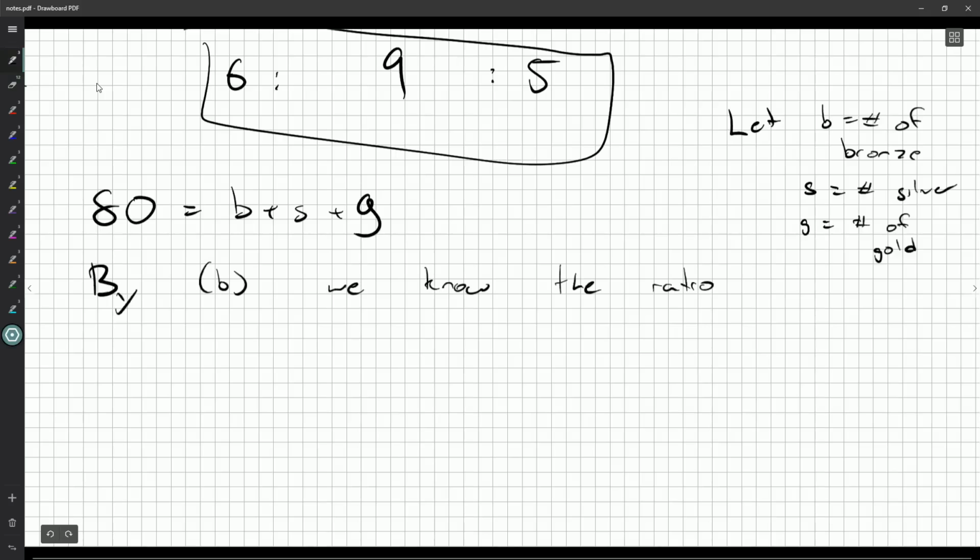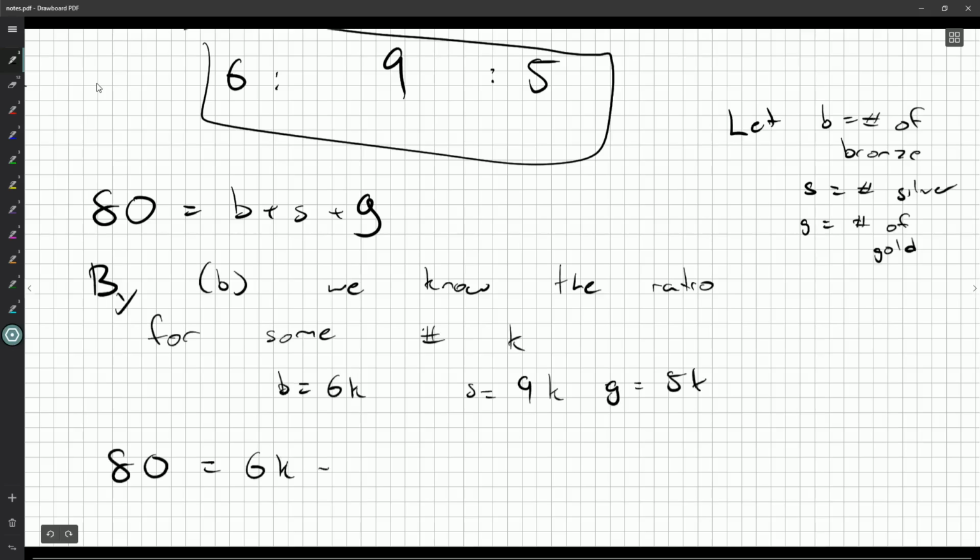So the nice thing is, what does a ratio of 6 to 9 to 5 really mean? Well, it means for some number, call it K or X, bronze is 6 times K, silver is 9 times K, and gold is 5 times K. Now this replaces my 3 unknowns with one single unknown. 6K, and then 9K, and then 5K is a total of 20K.